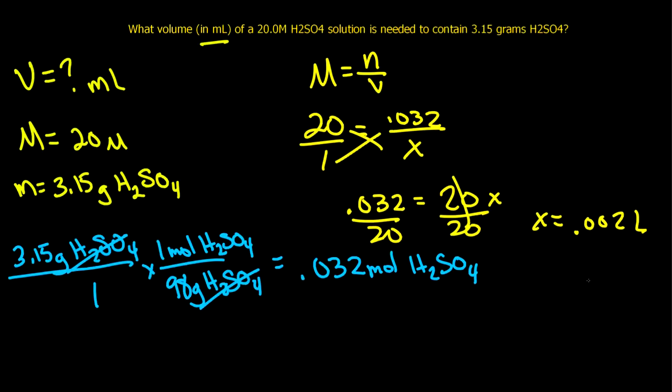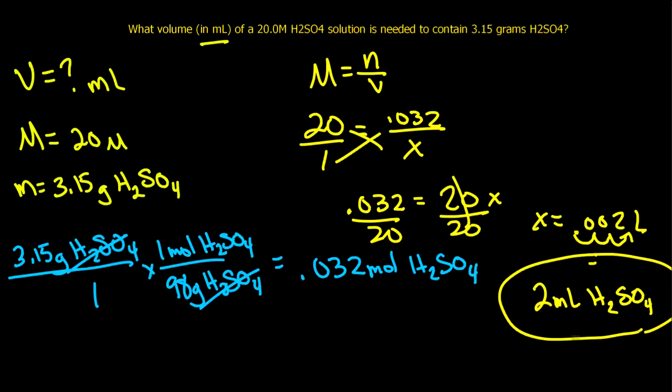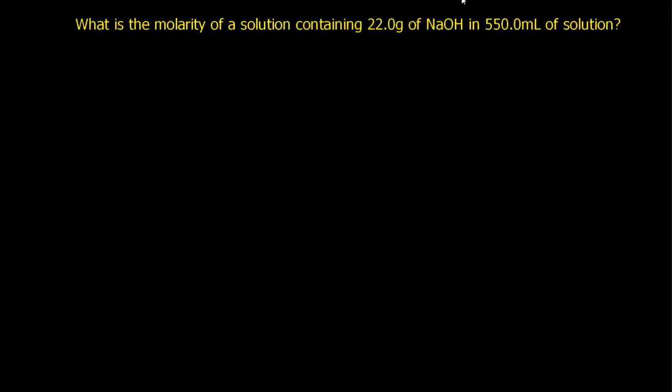So to convert liters to milliliters, I'm going to move this decimal 3 times to the right. So this is really going to be 2 milliliters of H2SO4. There's that answer. Let's look at another one.